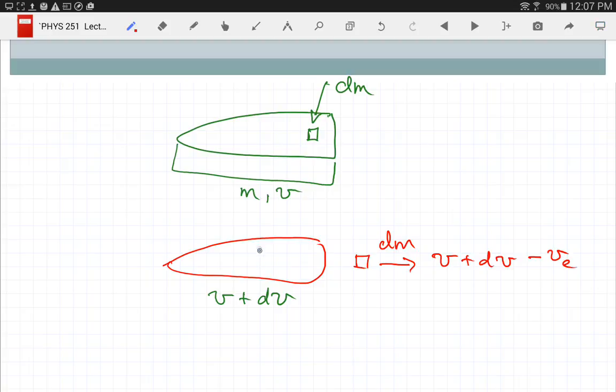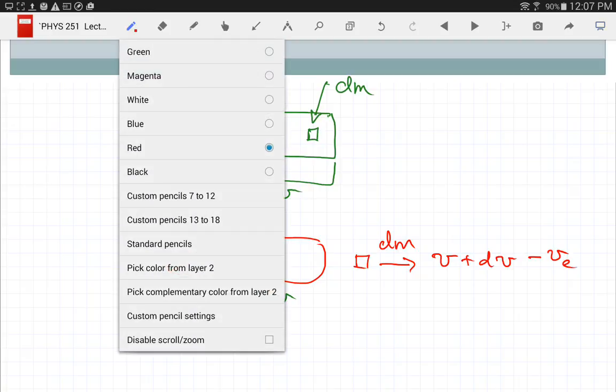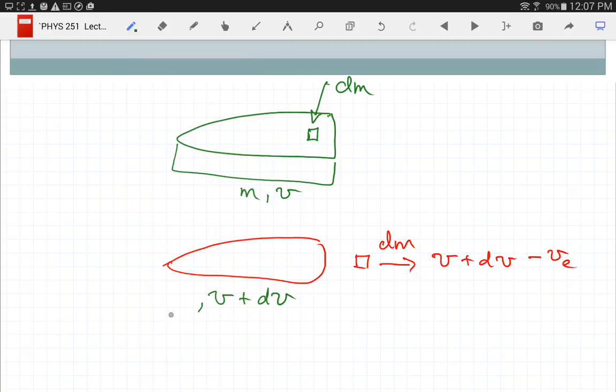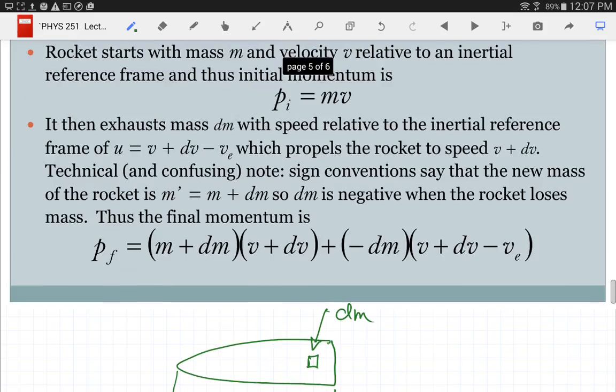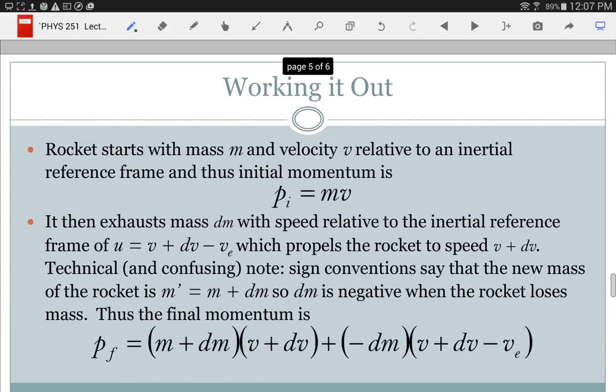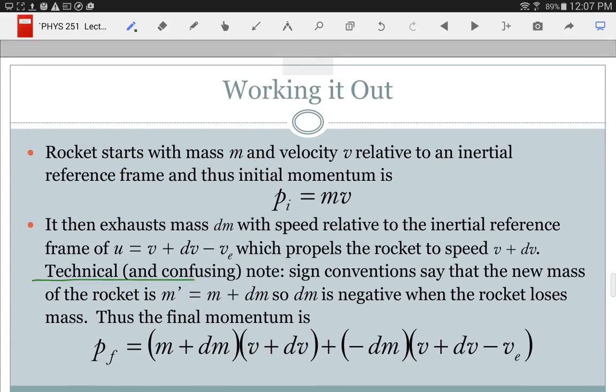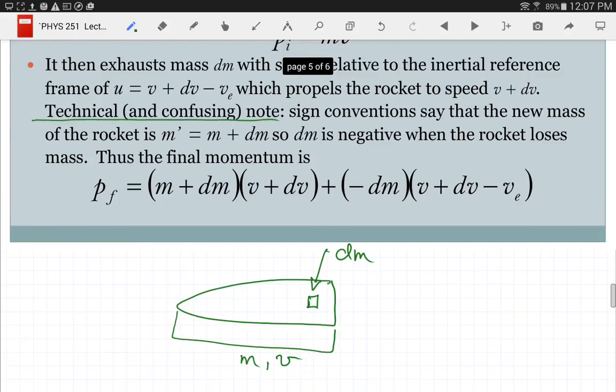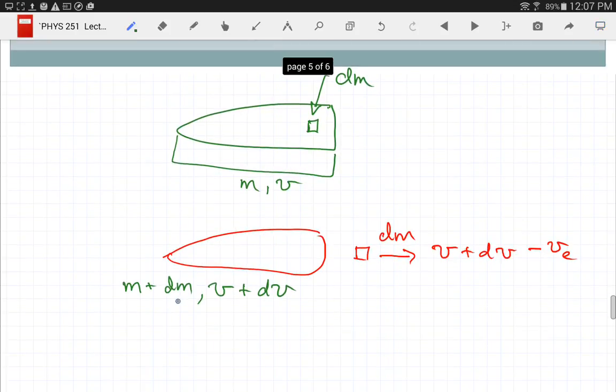And what mass am I left with here in the rocket? The rocket is left now with mass m plus dm. Now you look at this and there is a sign difficulty. I think I have it written, yeah, right here. A technical but confusing note. Sign conventions say that the new mass of the rocket is m plus dm, which I wrote down here, m plus dm. That's our sign convention, the mass plus the change in mass.